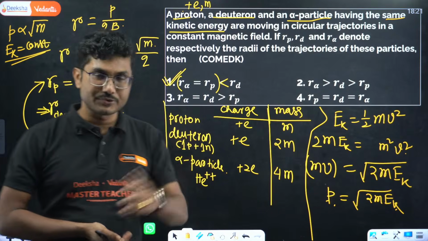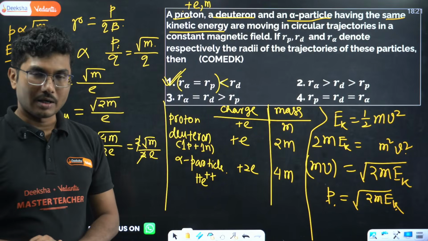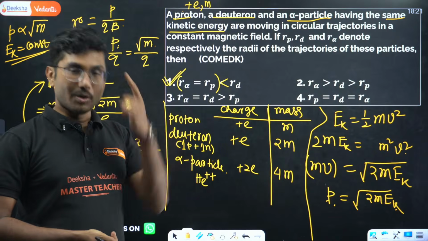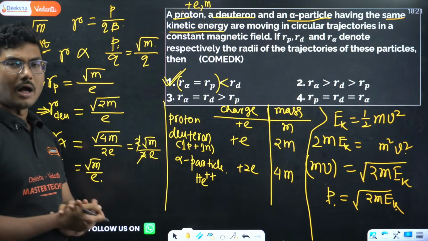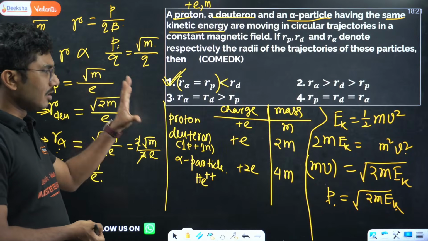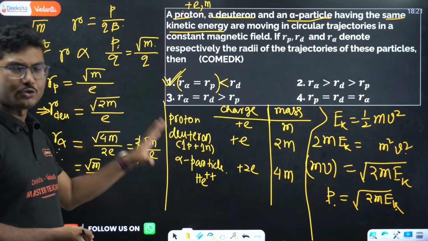But for proton, you need to understand proton, deuteron, tritium. Tritium has 3 times the mass of proton. Tritium has 1 proton, 2 neutrons. So this is a very basic problem, and you should be able to solve it if you are practicing well enough.